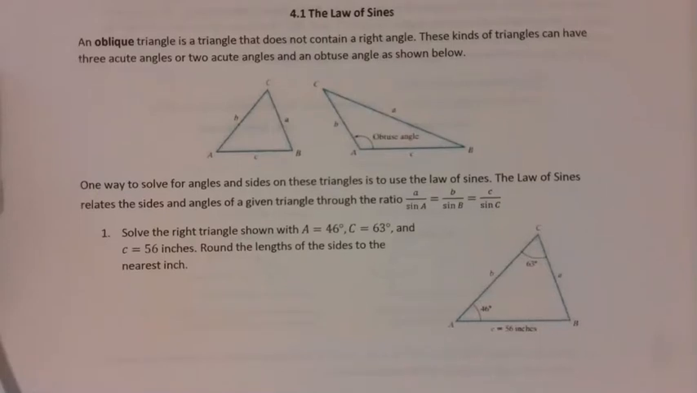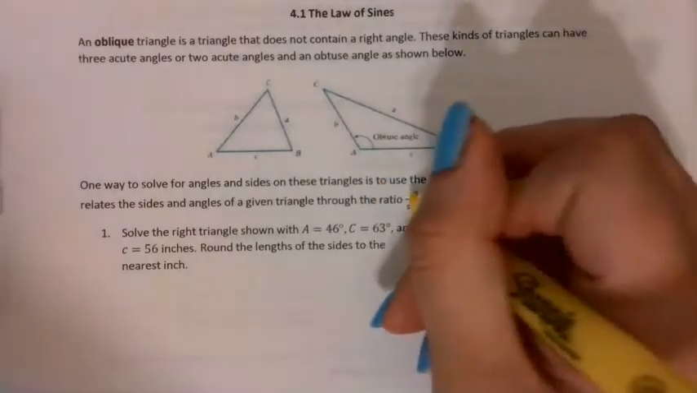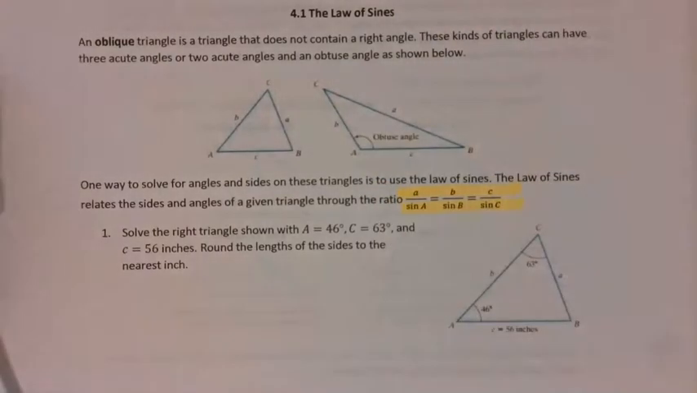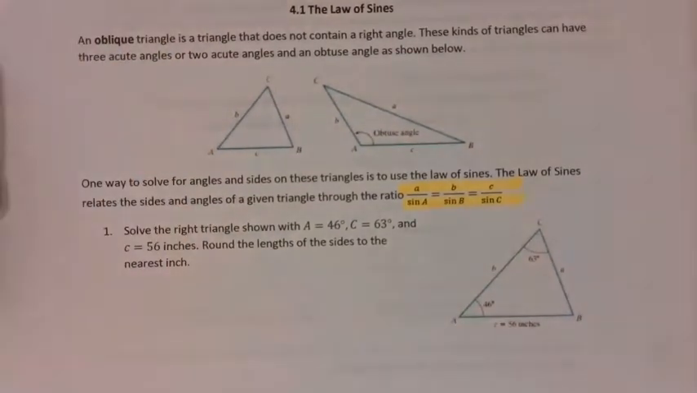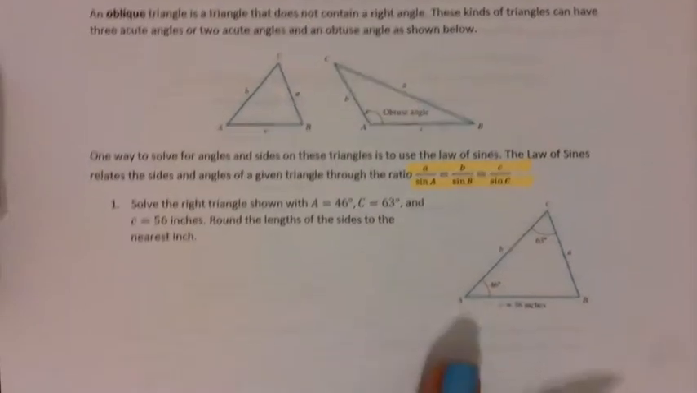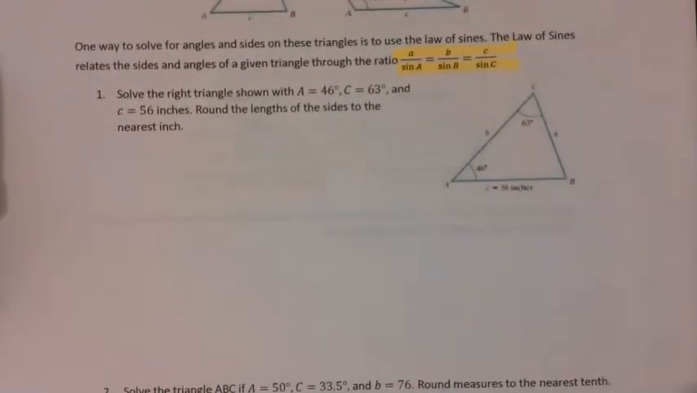So what we want to do is use the law of sines to solve for these. This is the ratio of the side length to the sine value, and we can set different parts of these equal to each other and then solve that way. So this triangle gives me A is 46 degrees, C is 63 degrees, and little c is 56 inches. When we are solving for these triangles, we have three pieces of information. It's a combination of sides and angles, but we'll have to solve for the other missing three.